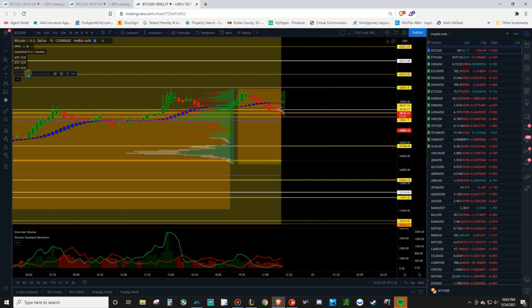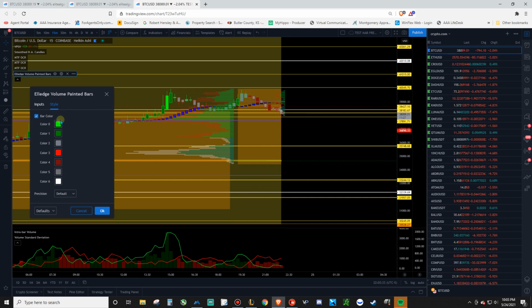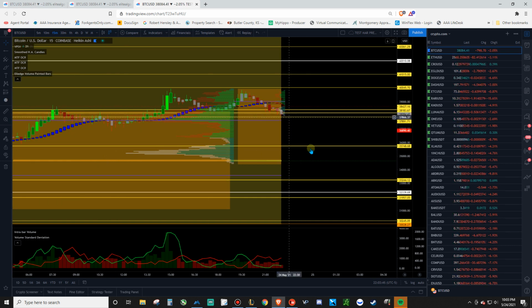And then I add these L-Edge volume painted bars, and I color them this way. This is going to be highest volume, medium, low, high, medium, low for down, and then this is high, medium, low for up. And so I color the lowest as gray because I don't really want to put too much weight on gray candle bars. And you can kind of see how it gives you an impression of the volume using those candlesticks.